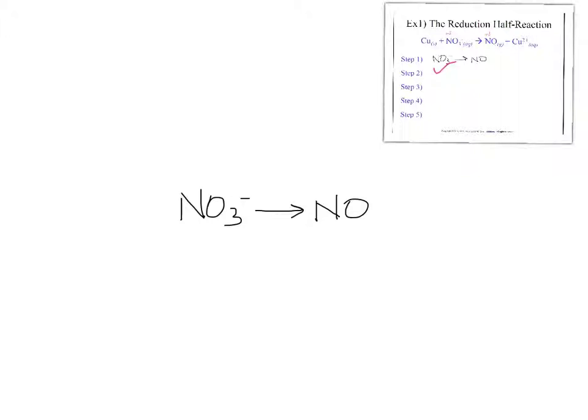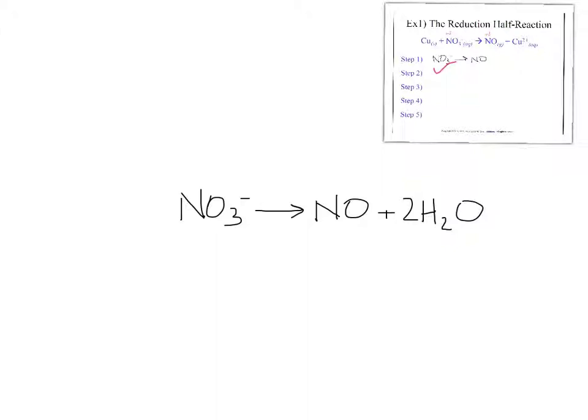Alright, so we've got 3 oxygens on the one side and only 1 on the other. So in order to make those oxygens equal, we're going to add 2 waters to this side. As step number 3 says, you use waters to balance the oxygens. Once this is done, you can see that we've got 3 oxygens and 1, 2, and 3 oxygens.